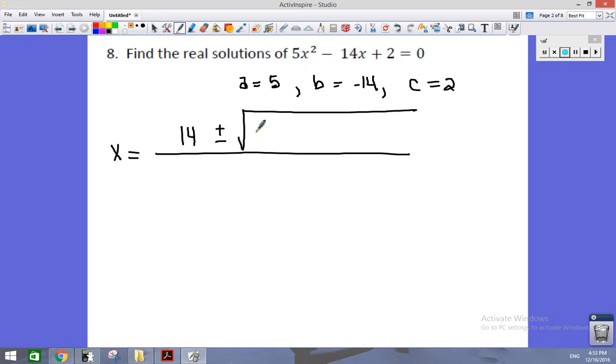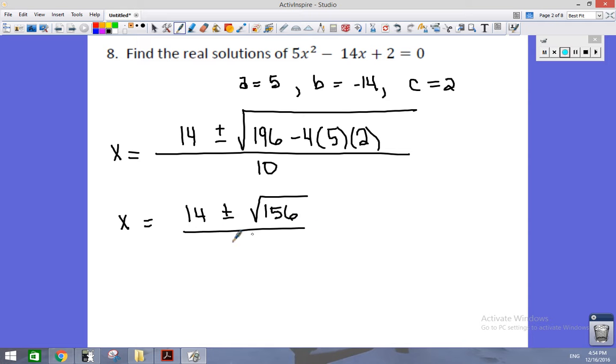Negative 14 squared, I'll double check it, but I think that's 196, minus 4 times a times c, divided by 2 times a, which is 5, so 2 times 5 is 10. So 14 plus or minus the square root of 196 minus 4 times 5, which is 20, times 2 is 40, so 196 minus 40 is 156. Now, the question is, can we break that down and simplify that any further?